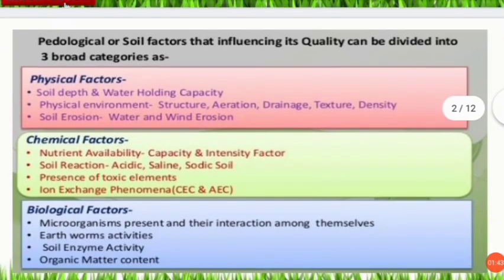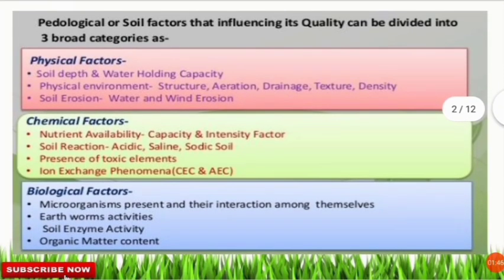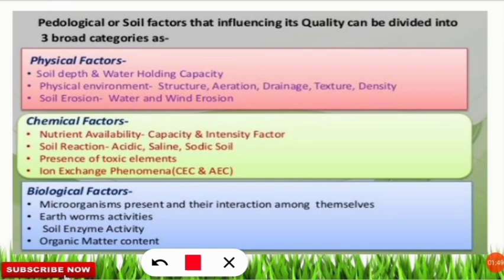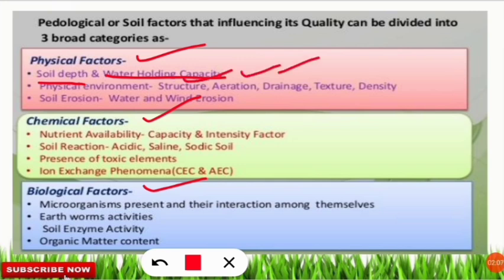In the next slide we will discuss the factors affecting and influencing the category and quality of different soil. These are 3 important factors: physical factors, chemical factors and biological factors. Physical factors include soil depth, water holding capacity, the physical environment, that is the structure of the environment, how much air they are getting, drainage system, texture and density. Similarly, soil erosion plays a very important role in determining the physical factor of the soil. When water and wind take away the soil portion, the quality changes.